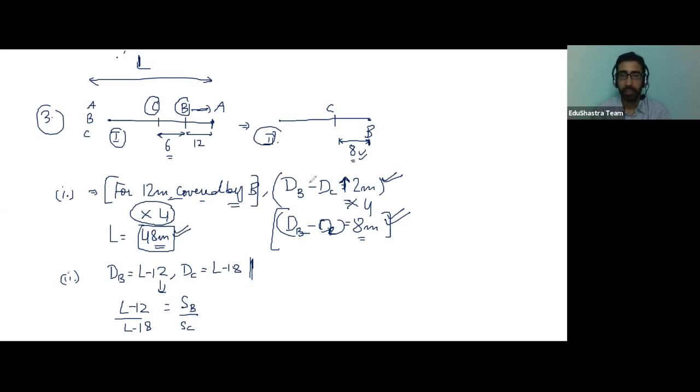And from the second picture, I get that by the time B covers L meters, C will cover L minus 8 meters, which again tells me that the speed of B by the speed of C has to be the distance covered by B, L, by the distance covered by C, L minus 8. If you equate these two, you'll get your answer. L minus 12 by L minus 18 is equal to L by L minus 8.